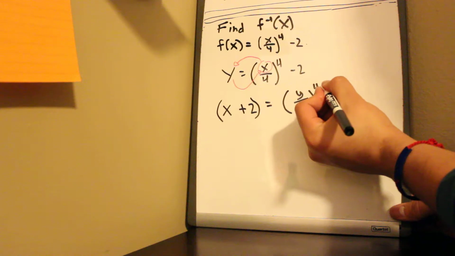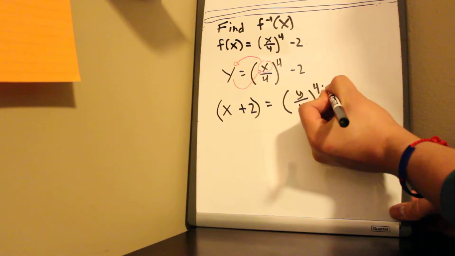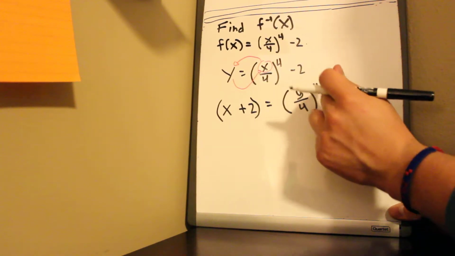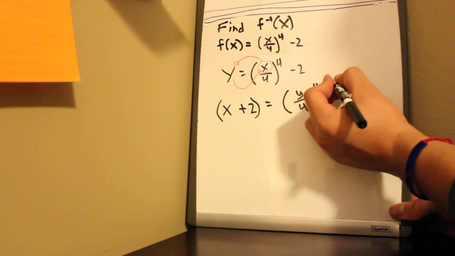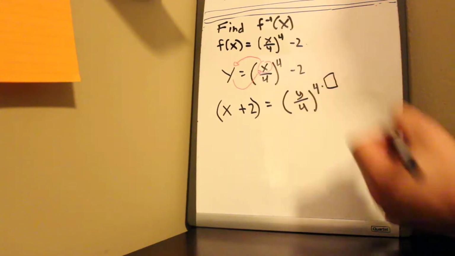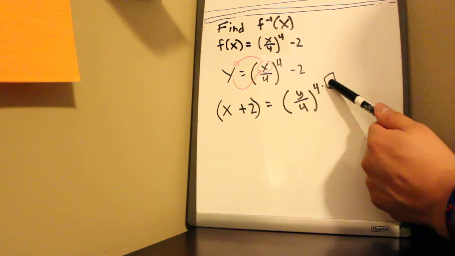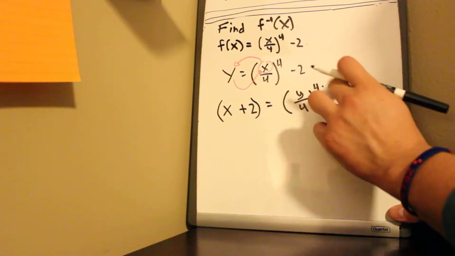Basically what I want to do is find a number that when I multiply it by the 4 in the exponent, I get 1.